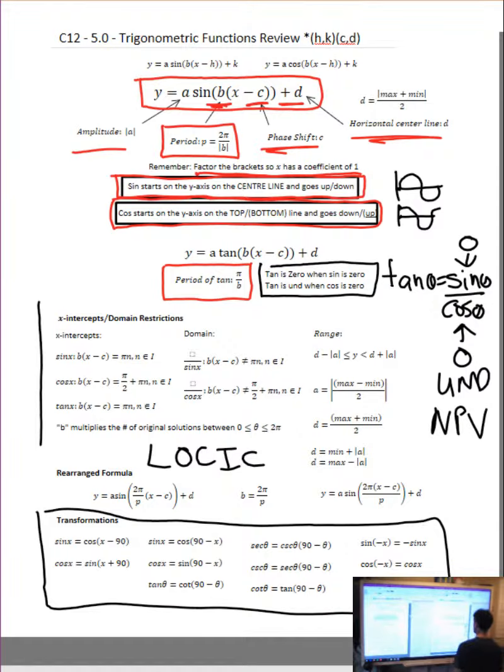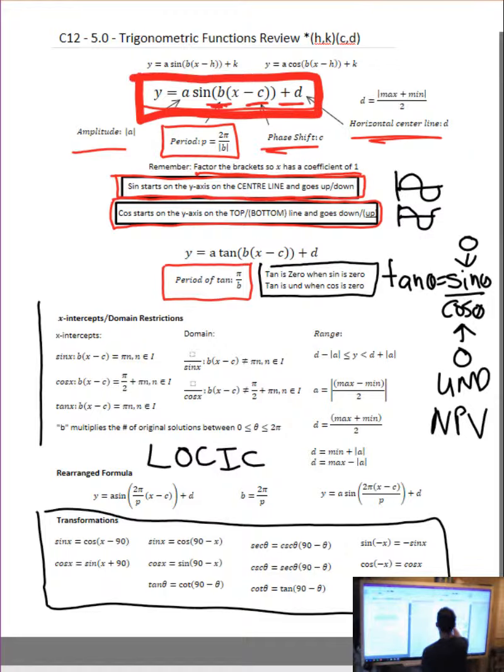So that's the formula sheet for trigonometric functions. Once again, big red at the top. We're going to be looking at this formula, and we're going to be changing the amplitude and talking about the period and the phase shift and the horizontal center line.